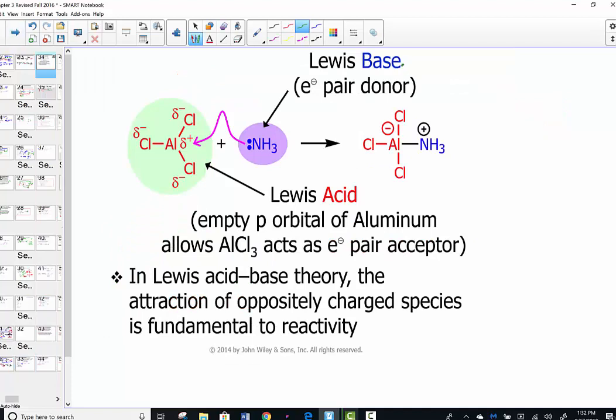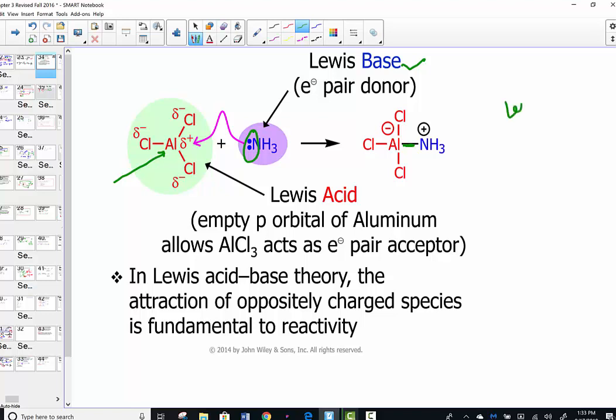So a base donates a pair of electrons. Whenever you see a nitrogen, it is a beautiful Lewis base because of the electron pair that sits open and ready to form an attachment to a new structure. And as I mentioned earlier, aluminum makes a beautiful Lewis acid because it has a valence that's deficient of an octet, so that aluminum is partially positive. And you can see that a new bond forms in an acid-base electron pair transfer.